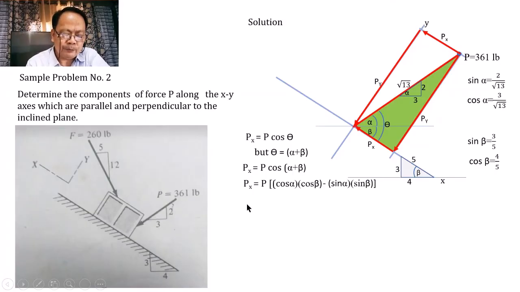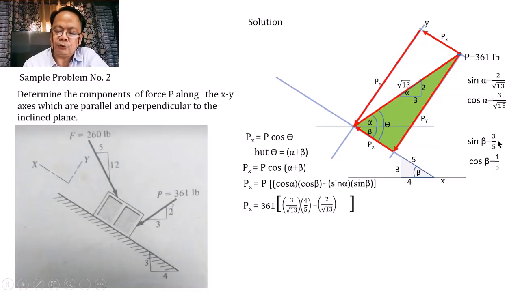So substituting the value, let us try to substitute the value P, which is equal to 361. The cosine of alpha is already taken to be 3 over the square root of 13. So I have here 3 over the square root of 13. Yung cosine of beta naman ay ito, 4/5. Kaya I have here 4/5 minus sine of alpha, which is equal to this one, 2 over the square root of 13, and sine of beta, which is equal to this one, 3/5.